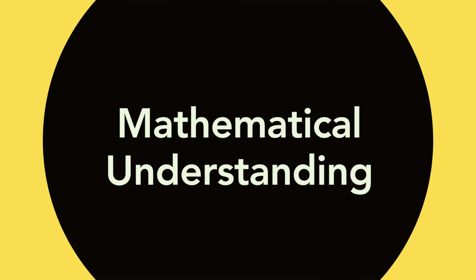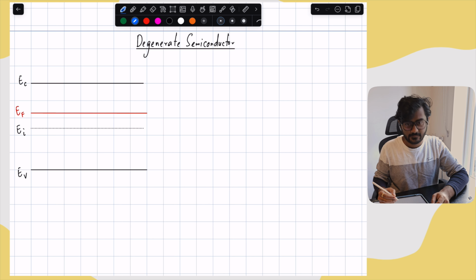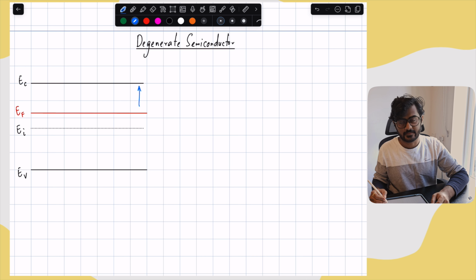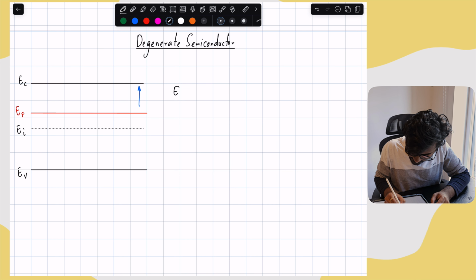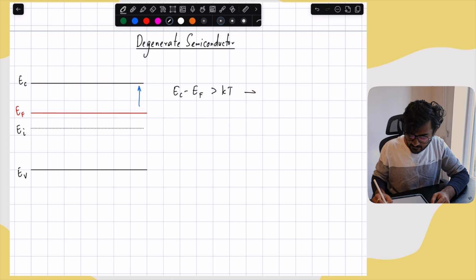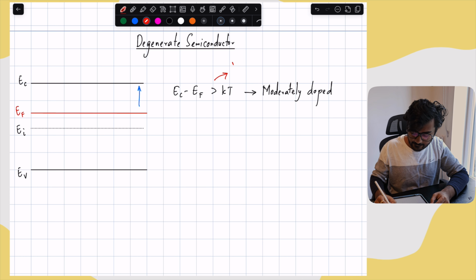So firstly we'll start looking at the energy band diagrams, and we know that as we increase the doping levels, the Fermi level moves closer to the conduction band in case of a n-type semiconductor. So mathematically we can tell that if EC minus EF is greater than kT, that is, if the Fermi level is far away from the conduction band, then we call this as moderately doped. Or in other words, we call this condition as non-degenerate.